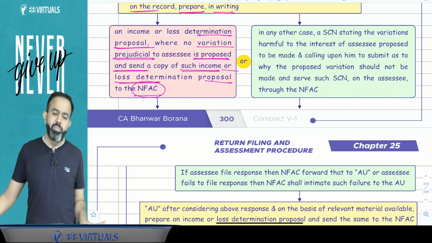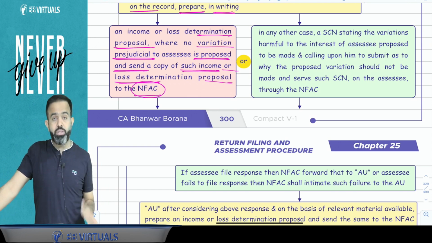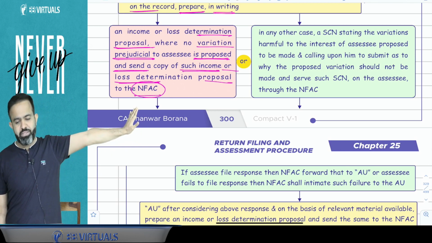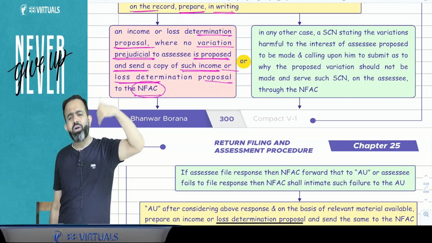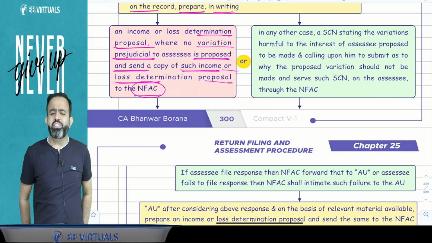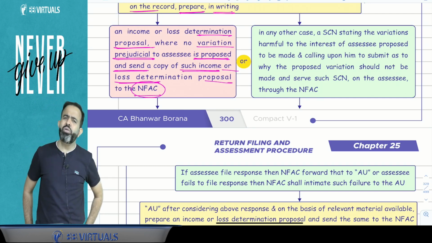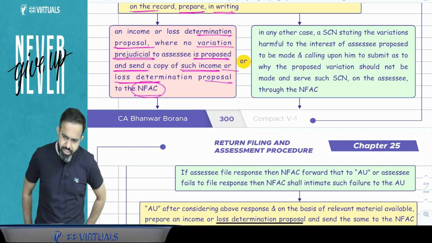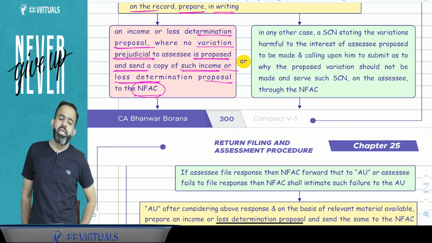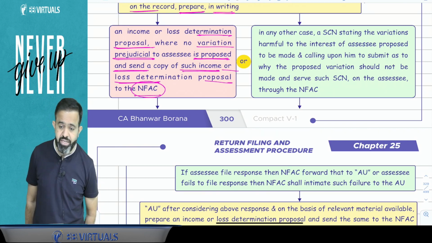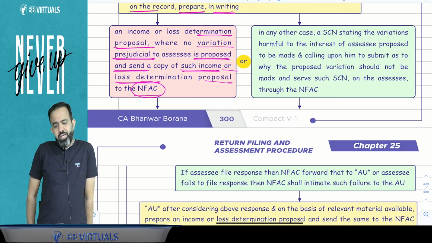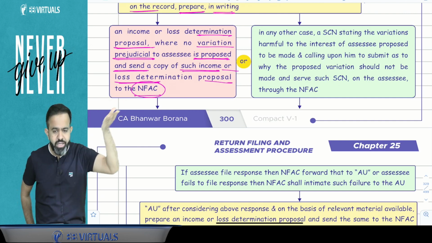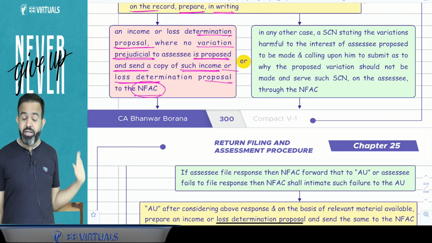Here the assessment unit made one proposal for the determination of loss or income, but there is no variation harmful for the assessee. So can I say that when they are not making any variation which is harmful for the assessee, there is no need to give the opportunity of being heard to the assessee? Opportunity of being heard is required only if they are going to make any variation that is harmful for the assessee. But here they have not made any such variation, so there is no need to provide any opportunity of being heard.